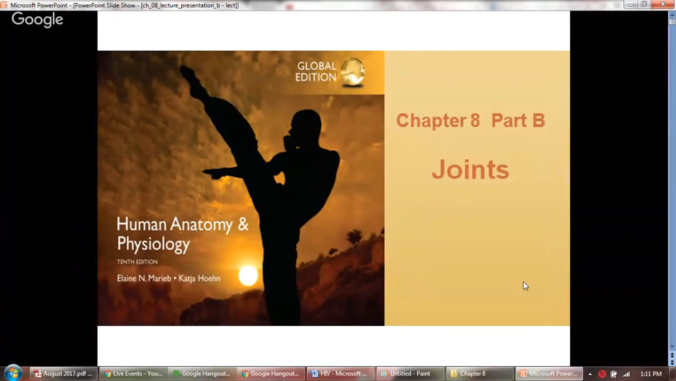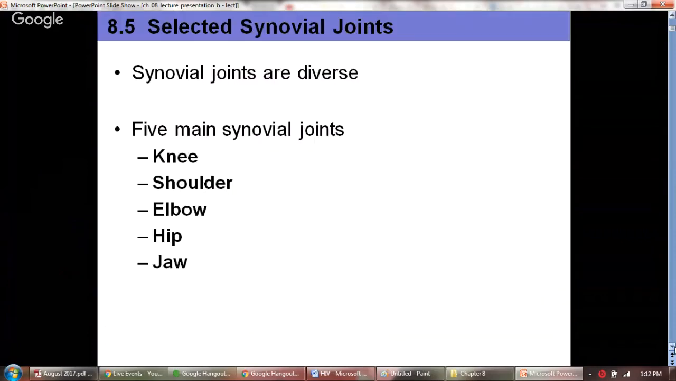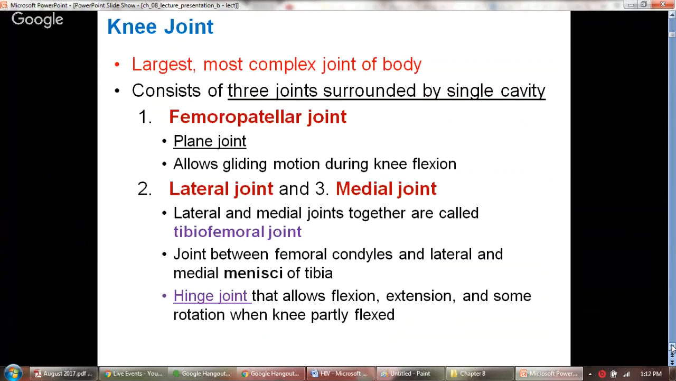Hi everyone. Today I'm going to continue with chapter 8 and present the second part related to the joints. Here we are going to talk about some diverse synovial joints. We are going to talk about the knee, shoulder, elbow, hip and the jaw joints. Let's go one at a time.